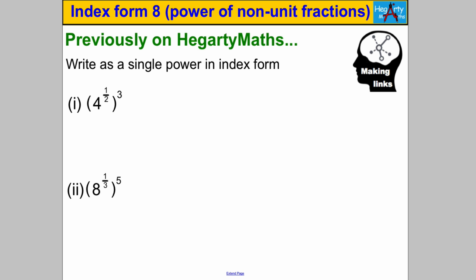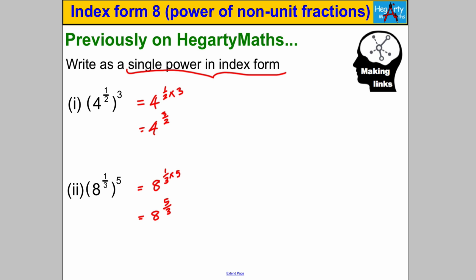Now previously on Hegarty Maths we were able to do something like this. We were able to write 4 to the half all to the power of 3 as a single index form, because this is a power of the power rule. So we would say this is the same as 4 to the half multiplied by 3, and a half multiplied by 3 is 3 over 2, multiplying a whole number by a fraction, so that's 4 to the 3 over 2. Okay? Similarly with 8 to the third all to the power of 5, we could write that as 8 to the third multiplied by 5, and that's going to be 8 to the 5/3.